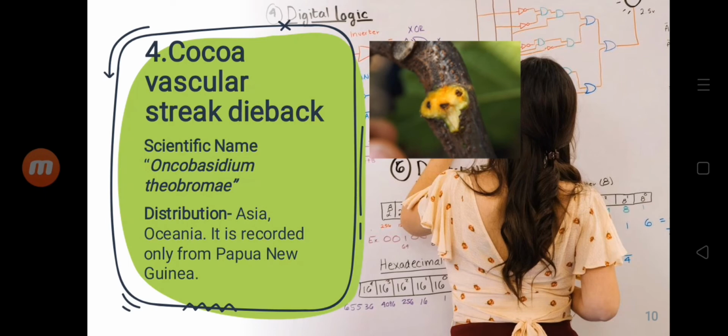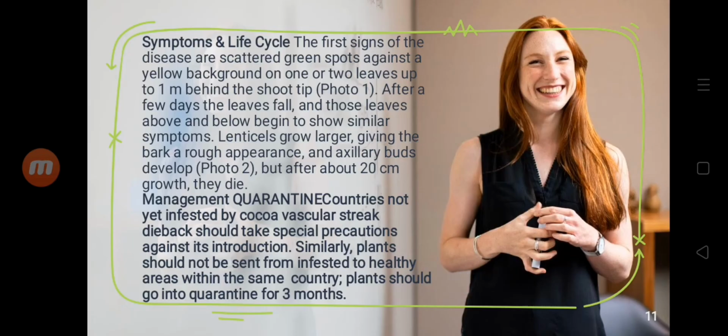The cocoa vascular streak dieback. So this is the cocoa vascular streak dieback disease in this picture. Scientific name, Oncobasidium theobromae. Distribution, Asia, Oceania. It is recorded only from Papua New Guinea. Next, symptoms and life cycle.